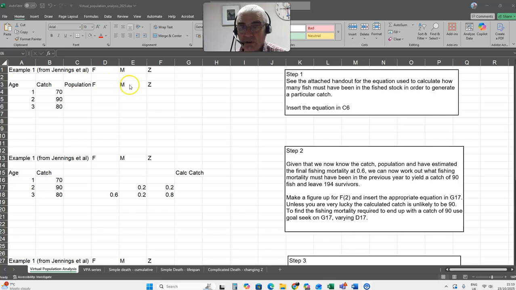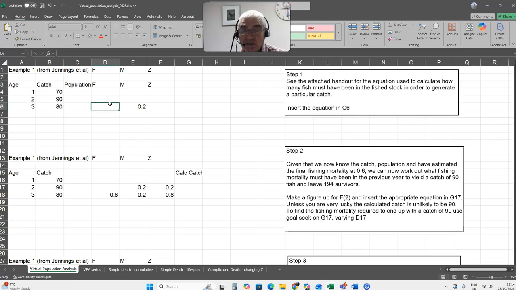So we've got another couple of numbers here that we're going to plug in. So one is natural mortality. And we've decided that natural mortality is basically 0.2. So we're just going to make that assumption. Okay, so we'll just plug those numbers in. So 0.2 is natural mortality, and we have to make up a value for fishing mortality to make the equations work. You'll see why in a minute.